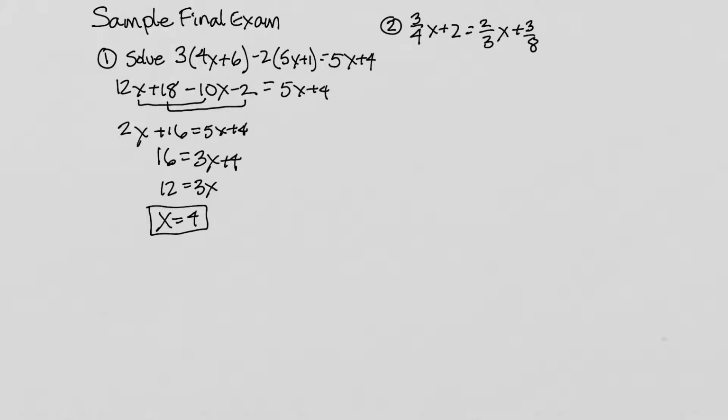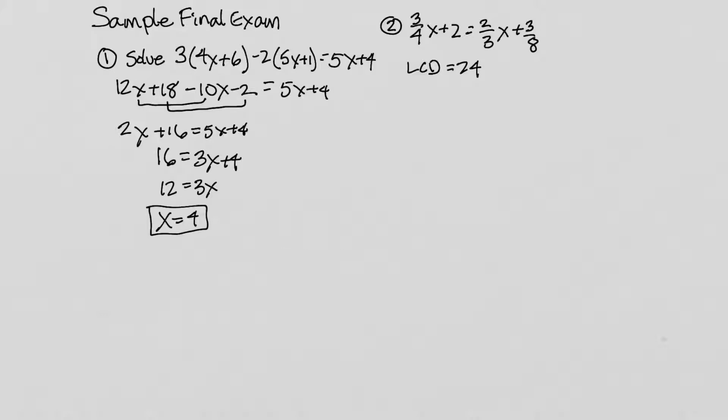Now in problem number 2, we want to solve this equation. Notice we've got fractions. And we know how to handle these. We always do it the same way. We get the LCD. Let's do that. So the LCD here, now this is the smallest number that these denominators divide into. So what number does 4, 3, and 8 all go into? The smallest one. Well, I think that's going to be a 24.